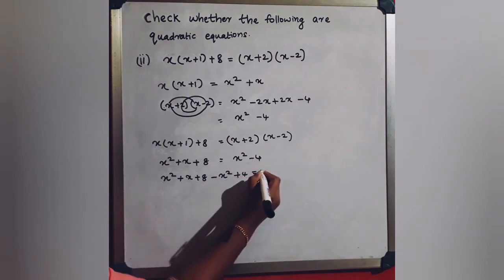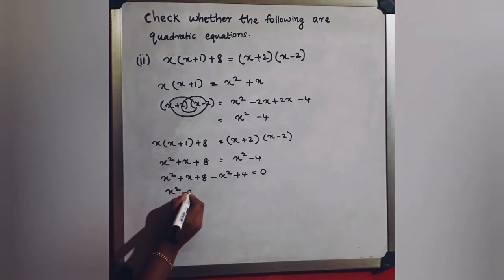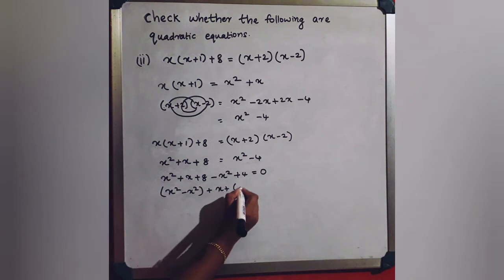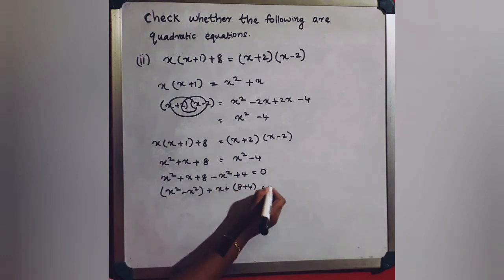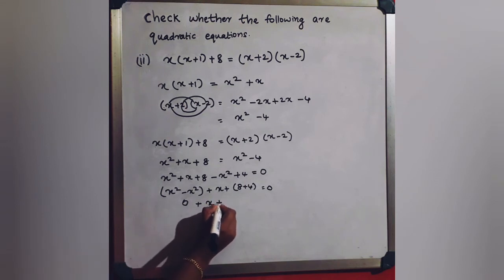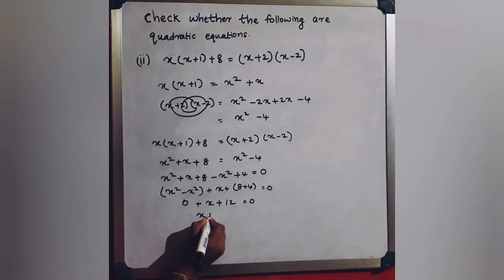is equal to 0. So x square minus x square plus x plus 8 plus 4 is equal to 0. X square minus x square is 0, plus x plus 8 plus 4 is 12, is equal to 0. So we get x plus 12 is equal to 0.